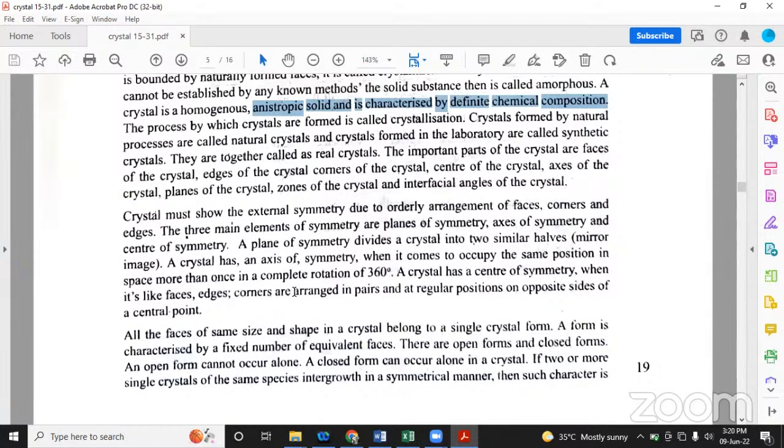When we are talking about crystallography, in the laboratory we can divide crystals based on the faces of the crystal, edges of the crystals, corners of the crystals, center of the crystal, axis of the crystal, planes of the crystals, and zones, and the interfacial angles between the crystal axes.